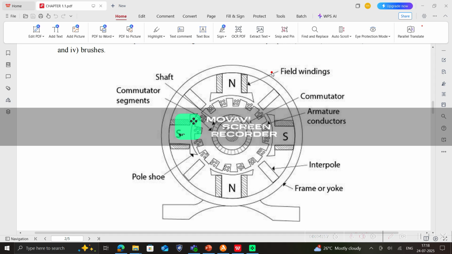The outer covering of the overall machine we will be calling the yoke. That will be our mechanical support, which will be provided by this yoke.